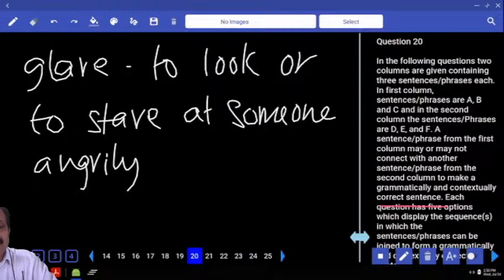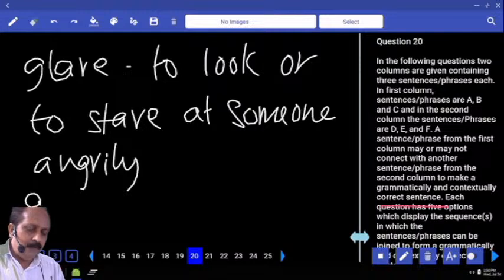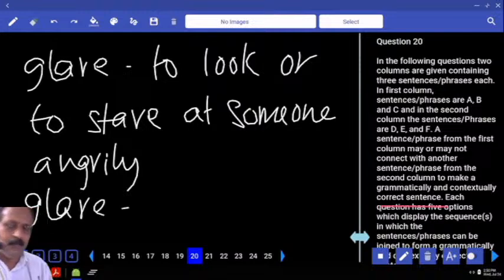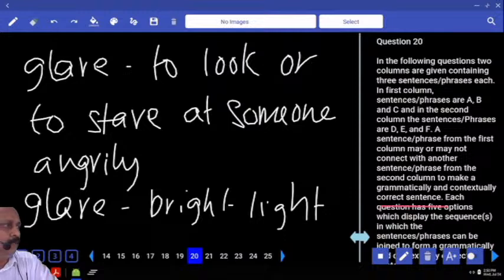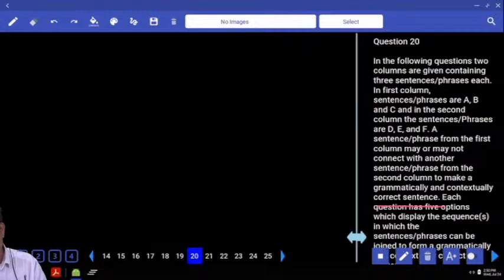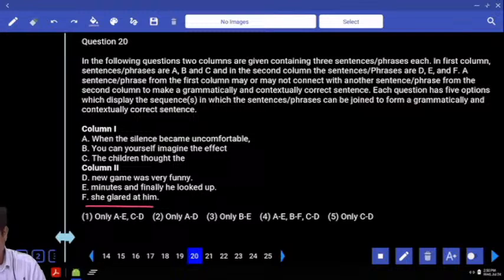To look or to stare at someone angrily, one meaning. What is the other meaning? I'm sure many of you know. Glare means what? Bright light. The glare of the sun, you know, bright light. There is a common meaning. Glare of the sun, glare of the light. Two different meanings. Now let us check.